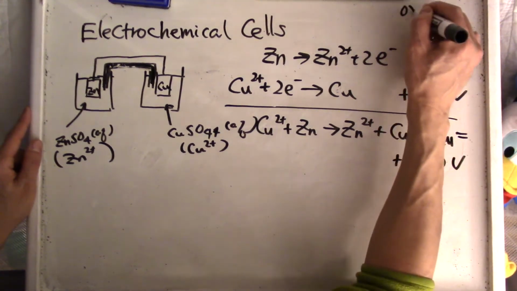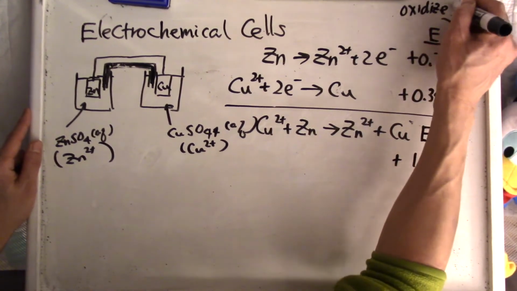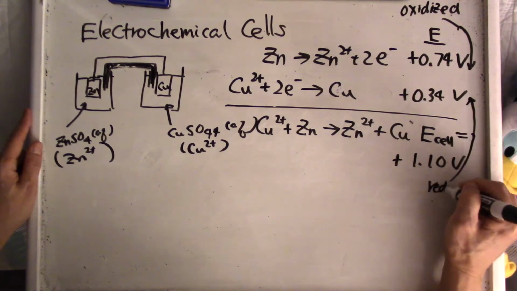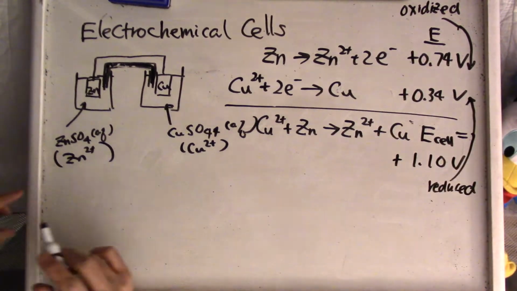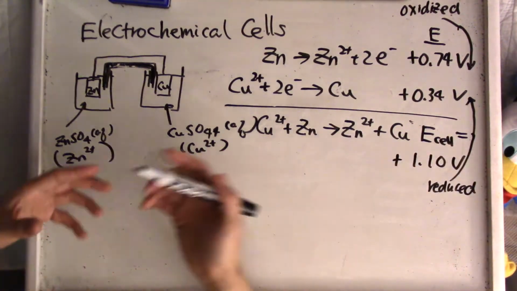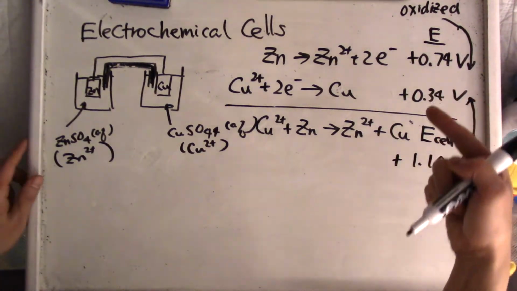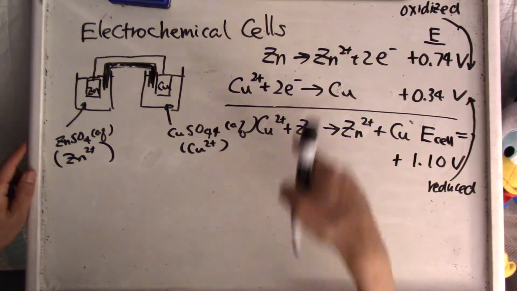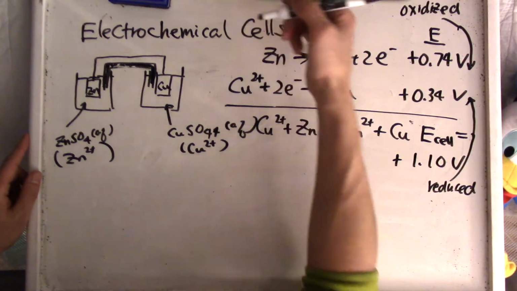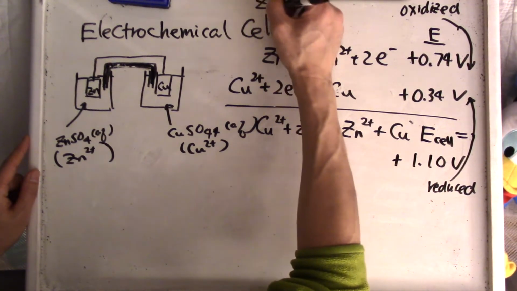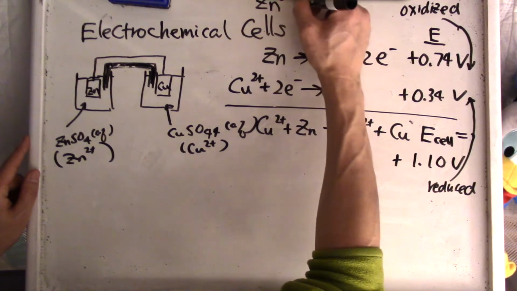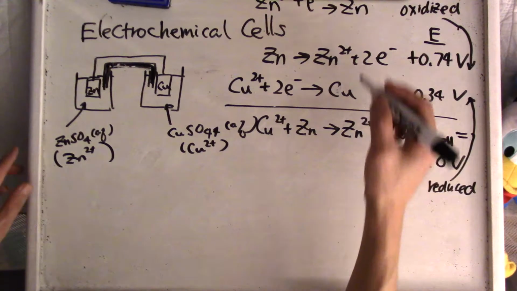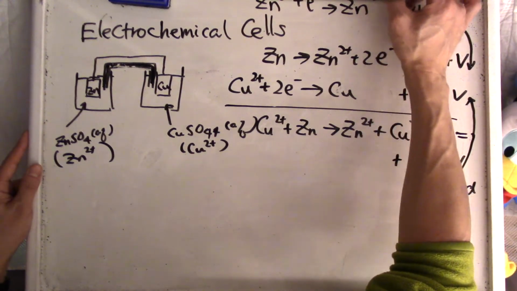I'm just going to put oxidized, and then on this side you can put reduced. The reason why one is reduced and one is oxidized is because, if you look at the reduction potential table, zinc 2 plus plus 2 electrons going into zinc. This is nothing you don't know. You already covered this in previous analytical chemistry anyways.